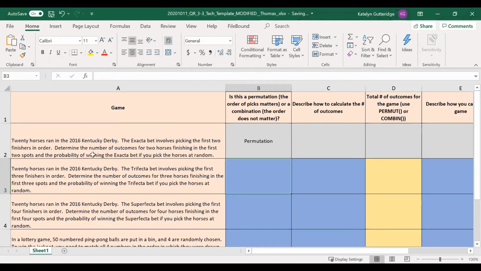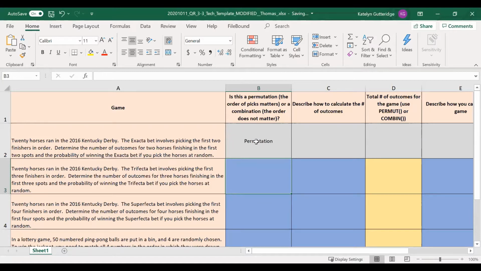And then we needed to determine the number of outcomes for the 2 horses finishing the first 2 spots and the probability of winning the exacta bet if you pick the horses at random. So what's happening here is we're going to go to this Kentucky Derby. We are going to pick 2 horses that we think are going to finish first and second. We have designated 1 horse to finish first and 1 horse to finish second. We need to find the probability of us winning this bet.